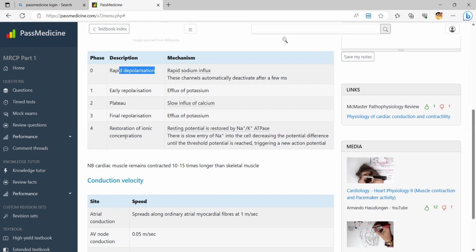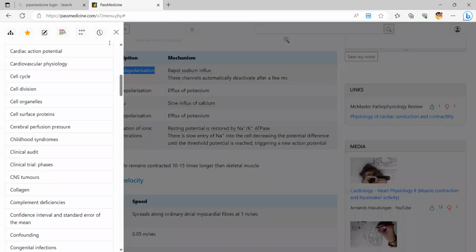After restoration of the ionic concentration inside and outside the cell, another depolarization starts to happen. That means it is a repeating process. So we need to know phases 0 to 4, in which phase what is happening: early repolarization, plateau phase, final repolarization, and restoration of the ionic concentration, how it is maintained and which type of ion is responsible for which phase. That is important for the exam. Anyone can take a screenshot of this box and share it in the group. By this you will be able to memorize later on.